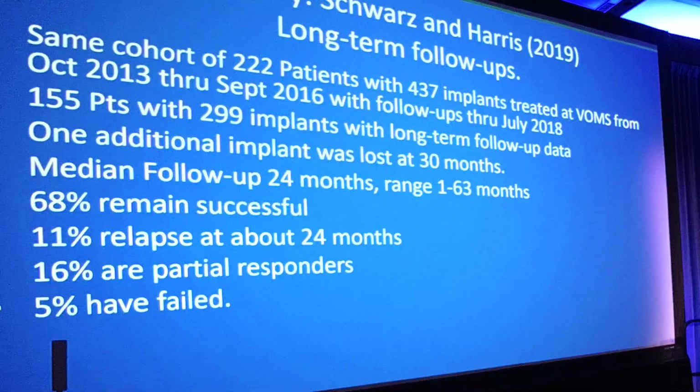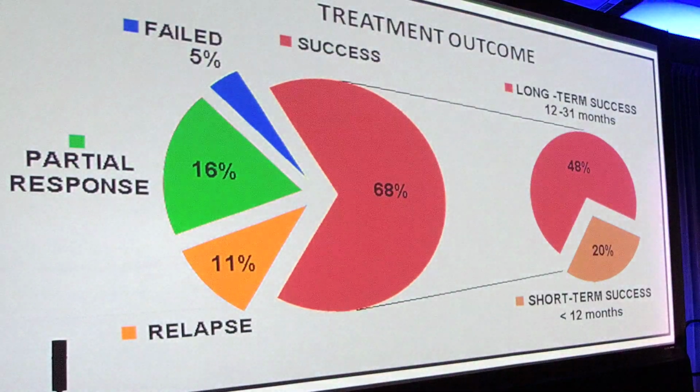This is still far and away a million times ahead of anything else that's being done. And so hopefully we can get that other one published, the old one, and then we can get more information in the next year and then publish this. Here's a pie chart that helps you see it. Of the current 68% that are really doing well, we've got long-term data on 48% of them, and short-term data less than 12 months on 20% of them. Then you see the 11% relapse and the 16% that are doing better, but they're not out of the woods yet, and then the 5% that fail.